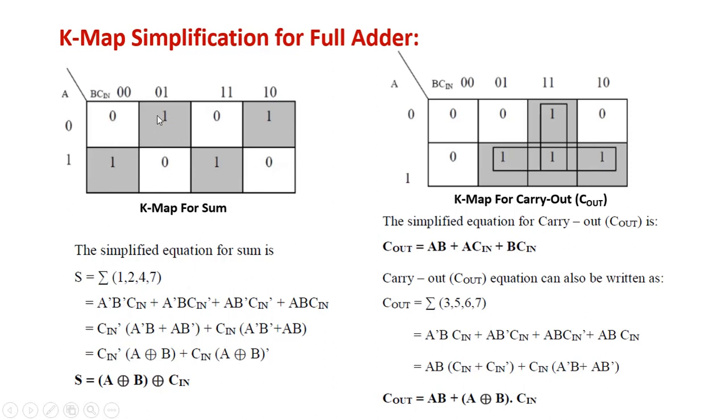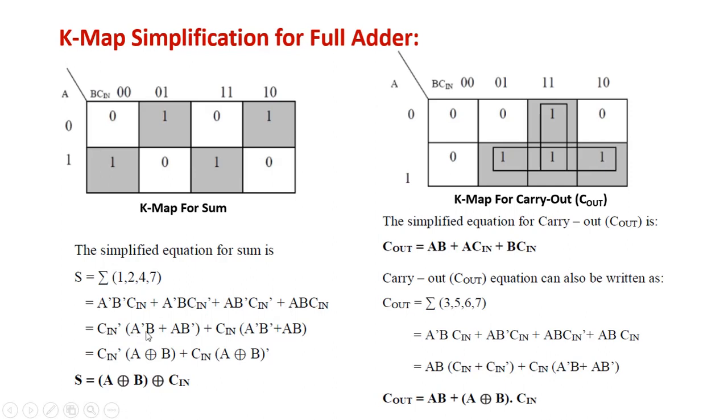For this A bar, B bar, C in. For this A bar, B, C in bar. Then for this A, B bar, C in bar and A, B, C in. So what we will do, we will take C in bar common here.